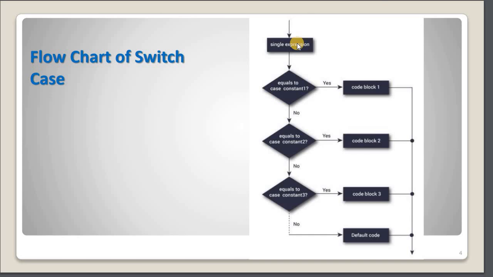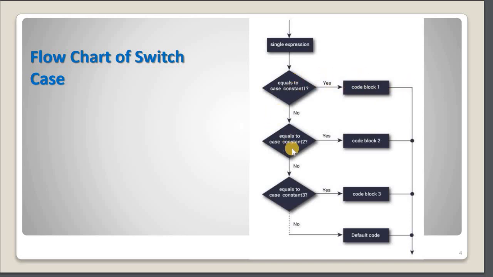For example 1, 2, 3, 4. So with the case, whichever constant value I'm going to put, it's going to check. If it's yes, it's going to execute the following code block. If it's no, it's going to go to the next case. So this is how it works. Some expression, then the case checking that expression. If it is the same as that expression, it goes to the code block of that case.